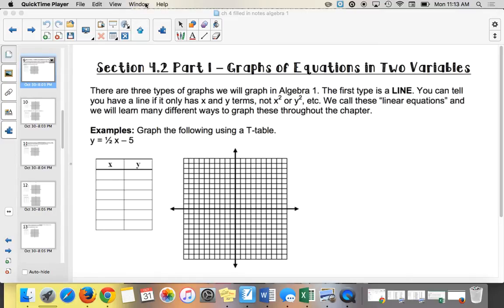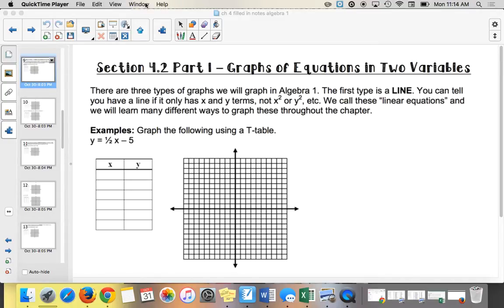Do you guys remember what a parabola is? Have you ever seen a parabola? It's a U shape, right? So we're going to graph a U shape. Some of you may have seen it, some of you may not. And the last thing that we're going to graph is absolute values. Anybody know what an absolute value function looks like? It's a V shape. So we're going to have a U shape, a V shape, and a line.